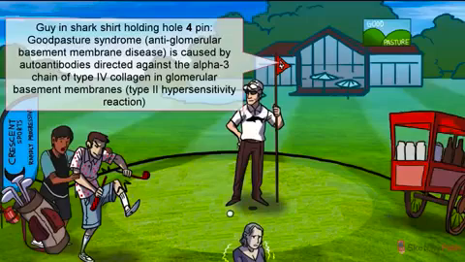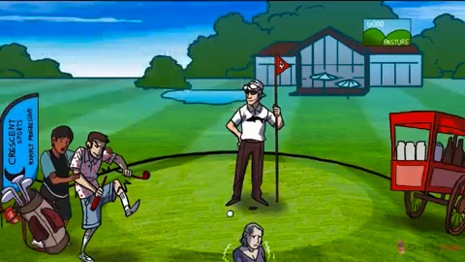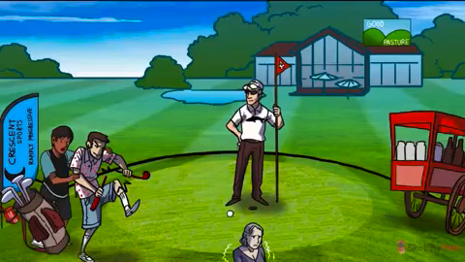Goodpasture syndrome is a type 2 hypersensitivity reaction that leads to the development of autoantibodies directed against type 4 collagen in the basement membrane of glomeruli. Our recurring shark symbol represents collagen, and that flag for hole 4 is there to remind you that these antibodies are attaching to type 4 collagen specifically.